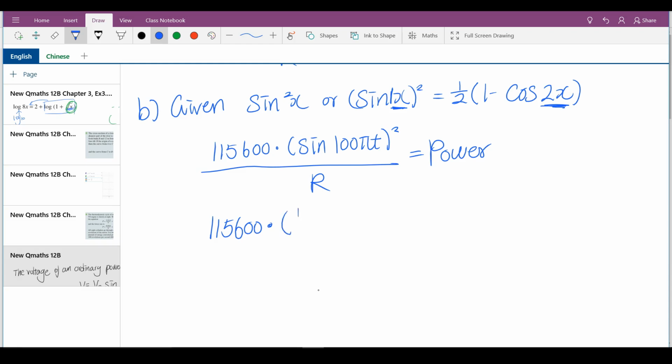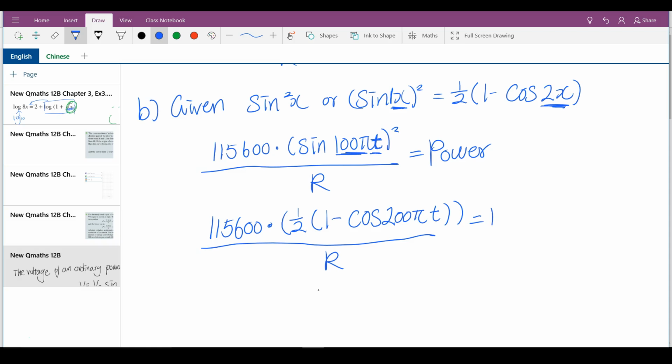bracket 1 minus cos. Now, what we had here was 100 pi. The t is just the x, the variable in this particular scenario. So whatever is in front of t, or whatever is in front of x, will be doubled. So we just go 200 pi t, close bracket, all over r, equal to power.